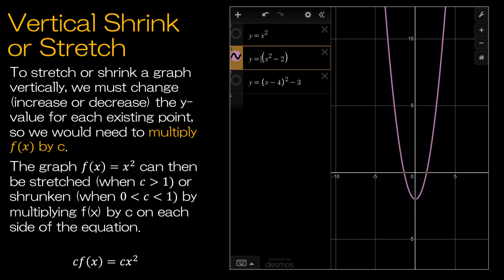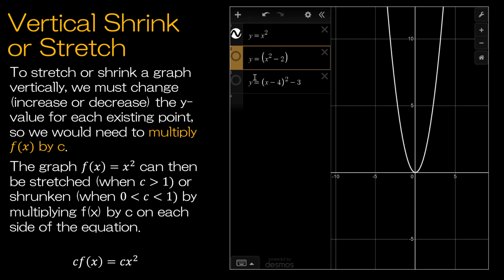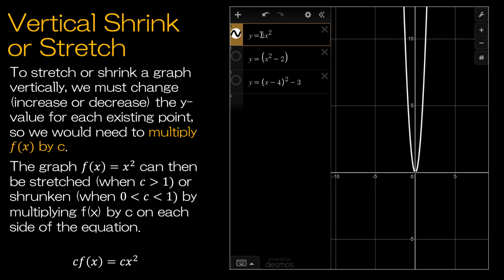So we need to be thinking about that when we're doing a vertical shrink or stretch as well. We're taking f of x times c, or y times c. Just as before, things will be different whether or not that c value is greater than 1 or between 0 and 1. So let's take a look just at our first example, which is just the parent function y equals x squared. Here, I can just put a number like 6, and obviously 6 is greater than 1.